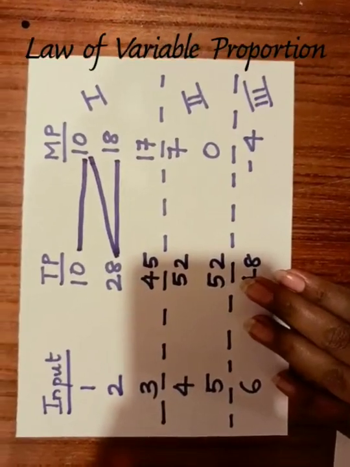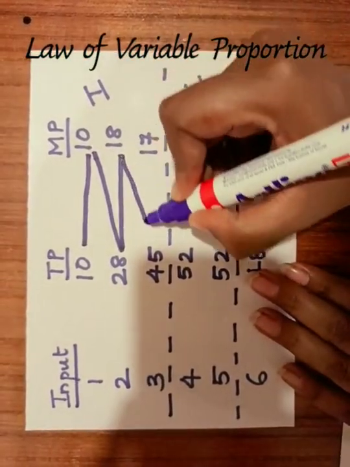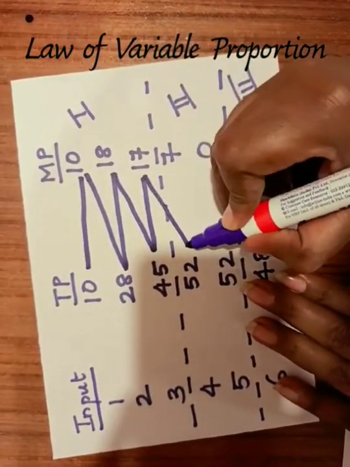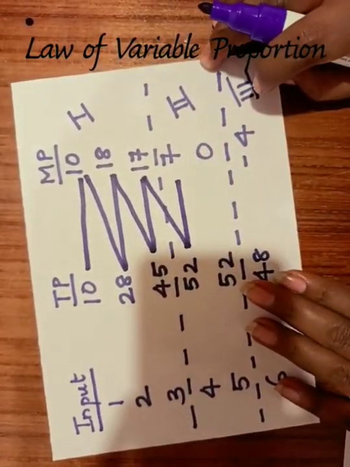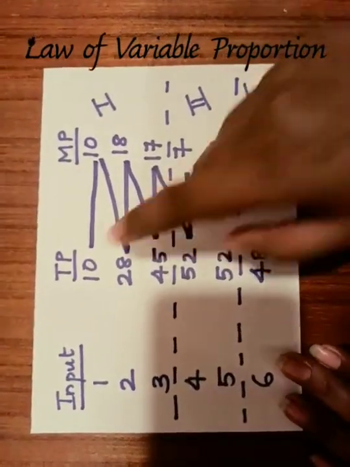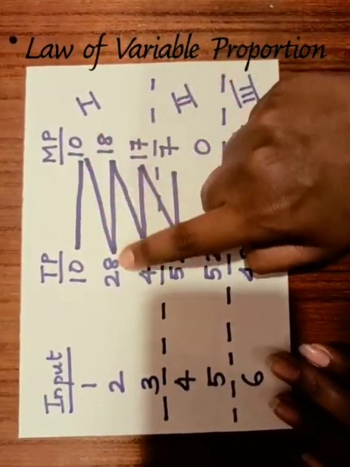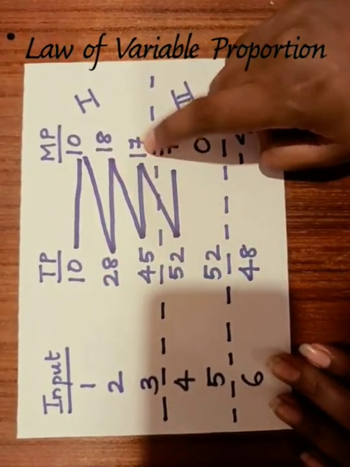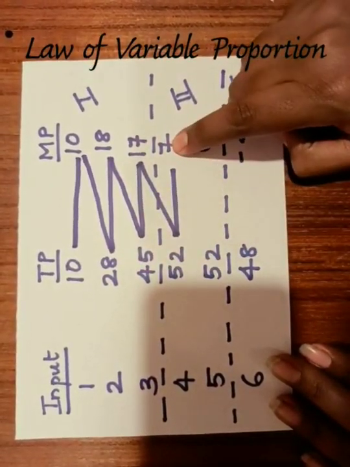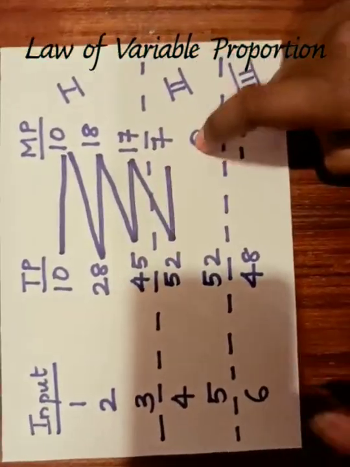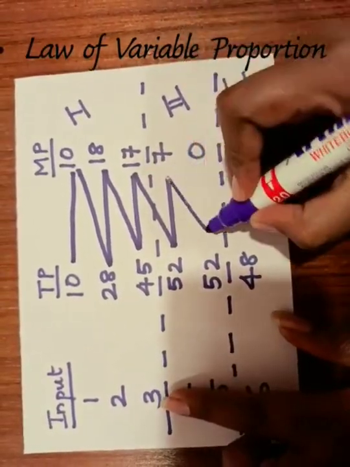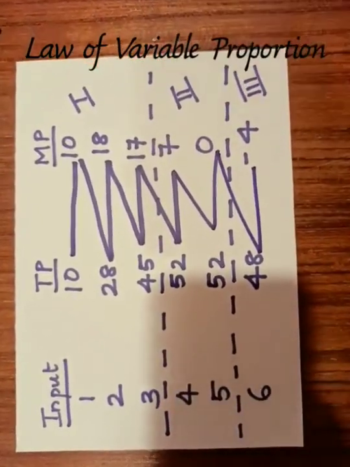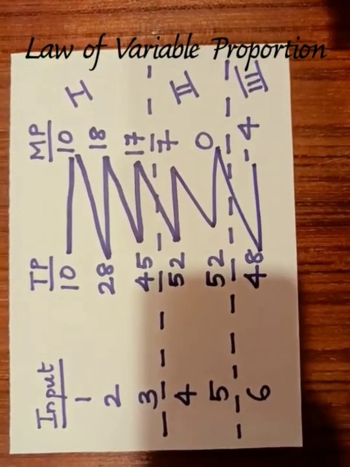MP is TP n minus TP n minus 1. Then 45 minus 28 is 17, then 52 minus 45 is 7. So the first one is 10 itself. Now 28 minus 10 is 18, 45 minus 28 is 17, 52 minus 45 is 7, and 52 minus 52 is 0. Like that you will get the MP schedule. And 48 minus 52 is minus 4. So like this you are completing the TP and MP schedule.